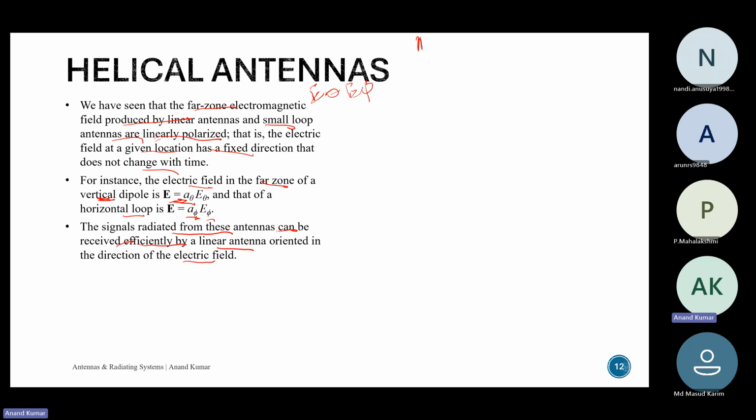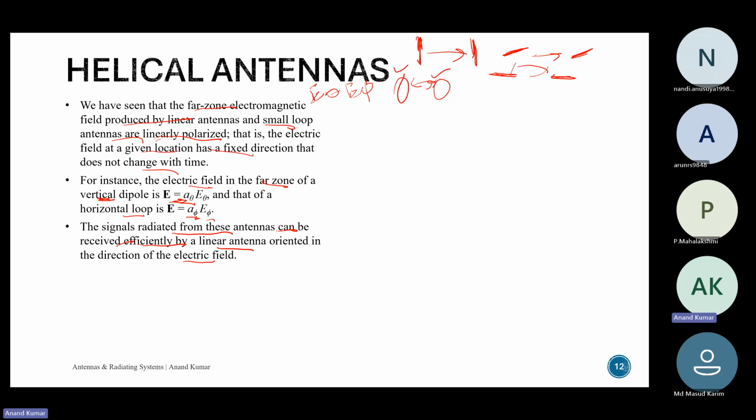This means that if an antenna is oriented like this, it can be received by another antenna which has the same orientation. If it is like this, they will receive each other. Basically, if they have similar orientation, they will receive. For loop antennas as well, if the loops are arranged in similar fashion, the transmitted signal from one antenna will be received by the other.